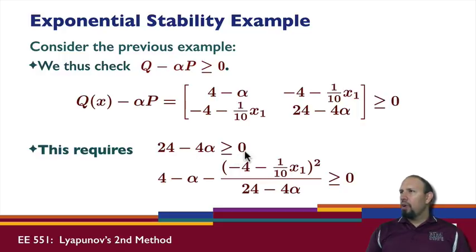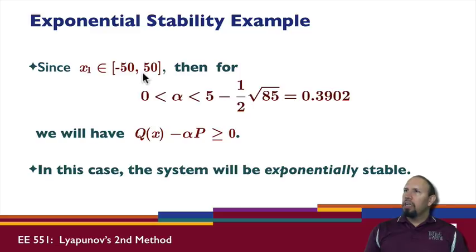Okay, and then its Schur complement is this. Both of these need to be non-negative. Actually, they need to be strictly positive. Again, for alpha, for x1 restricted between -50 and 50, I get this expression.